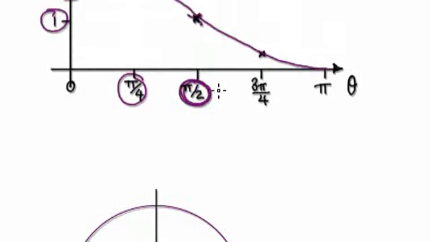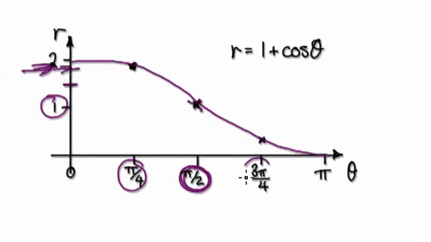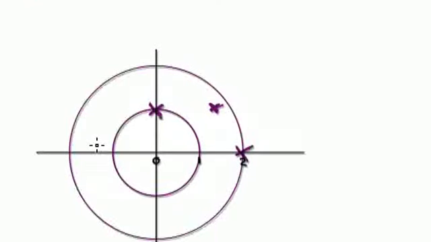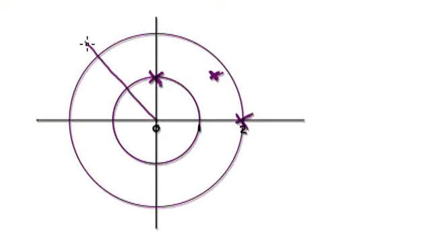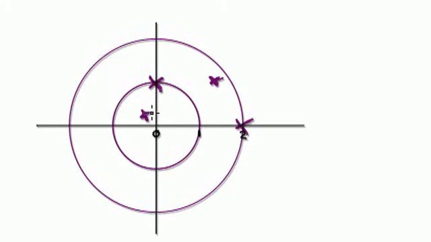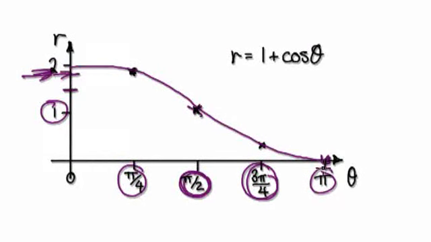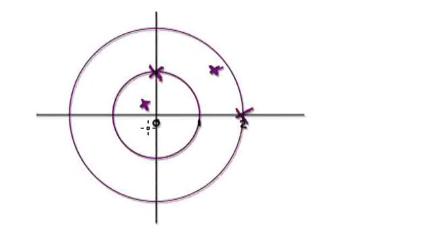And then looking at this, when theta is 3 pi over 4, the radius is somewhere around here, less than a half. We're going to guess somewhere around here. Okay, and then when theta is pi, the radius will be 0. So it's somewhere along here, the radius would be 0, so it would be right here.